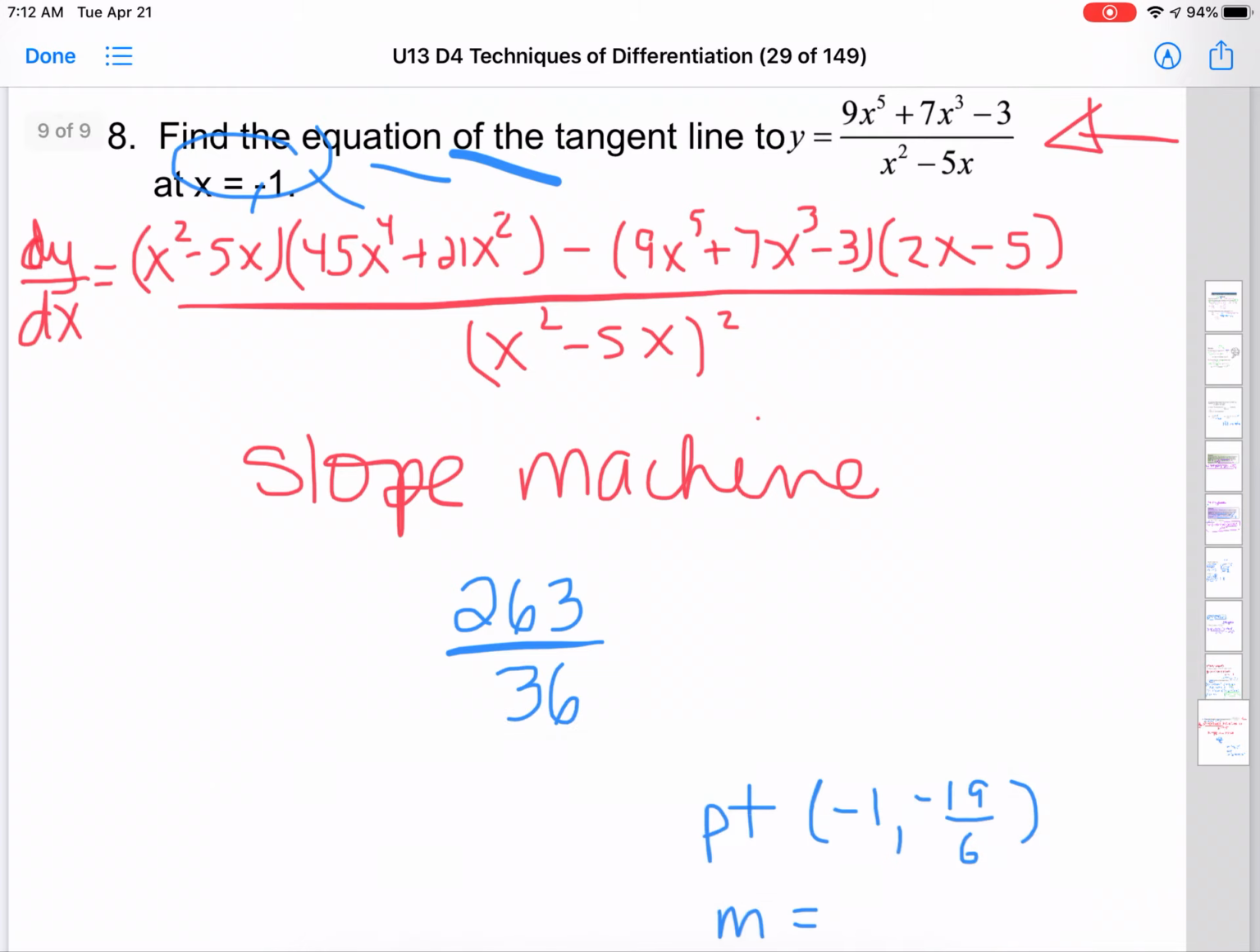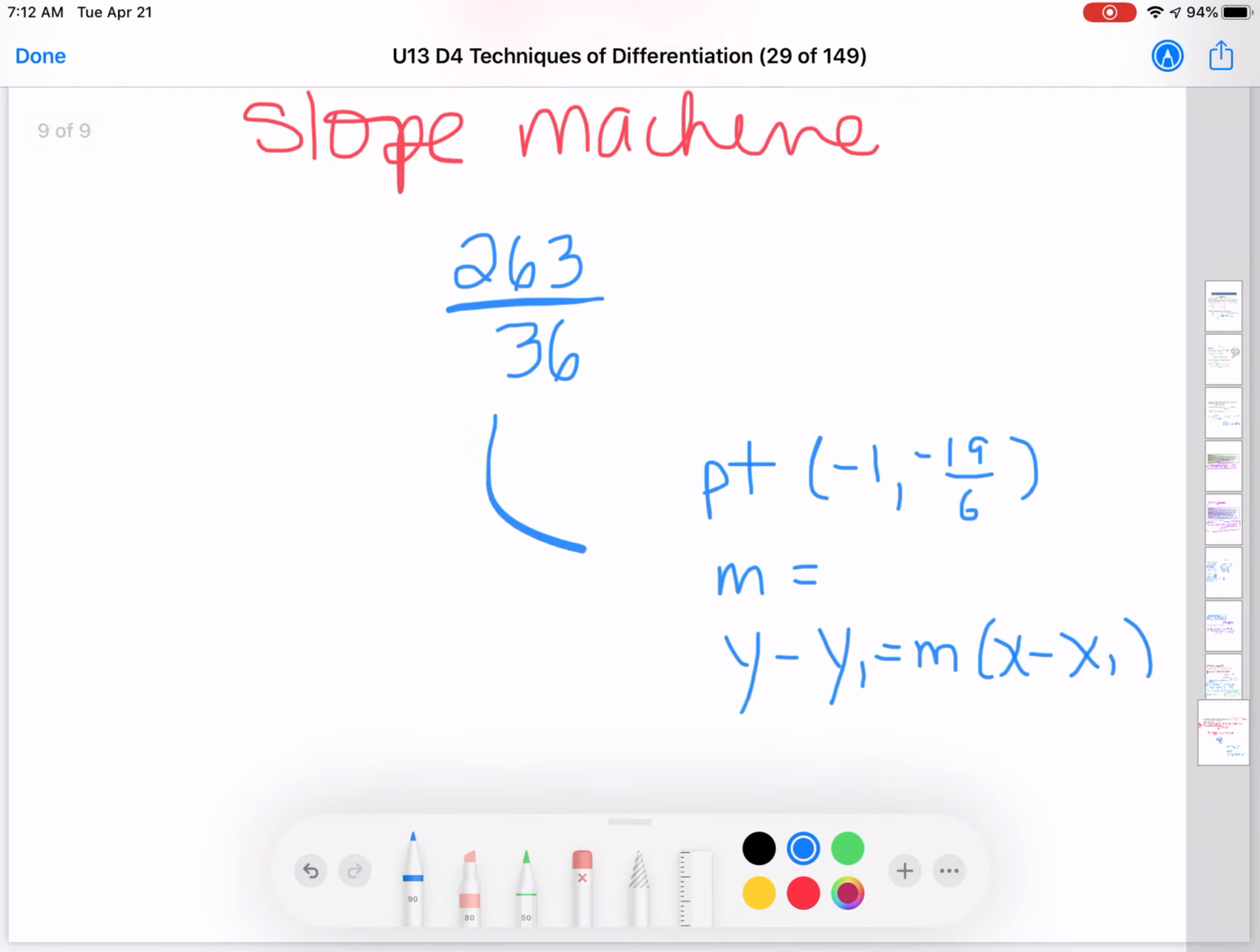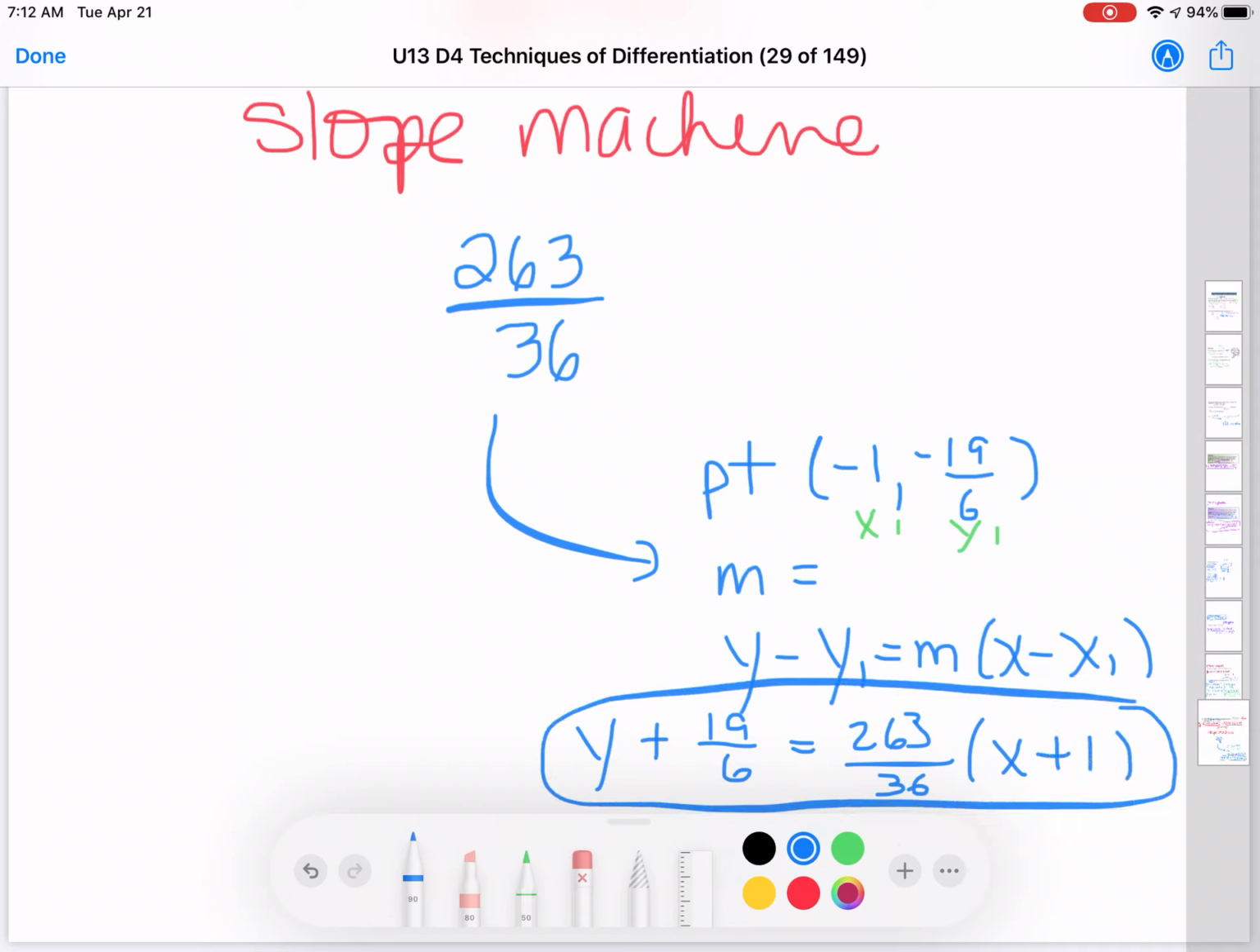So now let's go down and use that as my slope. Right there, and now just replace it. And don't forget, this is your x1 and your y1. Okay, so y minus -19/6, so plus 19 over 6, equals my slope times x minus -1, so x plus 1. Okay, and there we go.